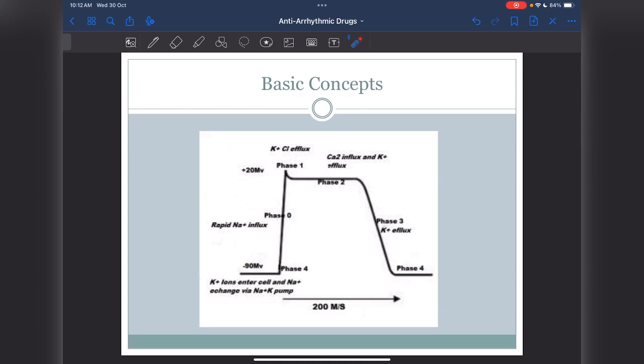Now phase 3. In phase 3 the calcium influx that was coming, due to which the plateau phase was maintained, will stop. Only the potassium is going out. If the potassium is going out, the cell goes into repolarization phase. So these were the three phases that you need to understand, and you will know about these if you have studied cardiovascular physiology well in your first year.